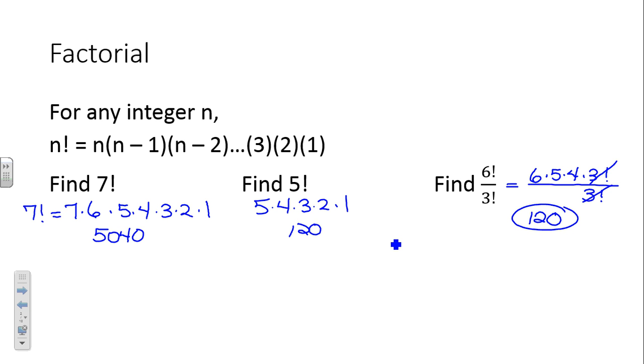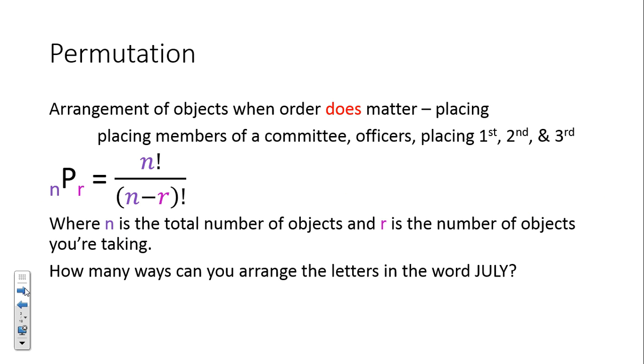So make any notes that you need to. And then we're going to define something called a permutation. So a permutation is an arrangement of objects in which order does matter. So an arrangement of objects when order is important.